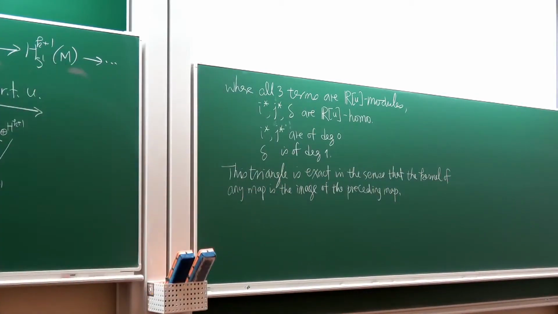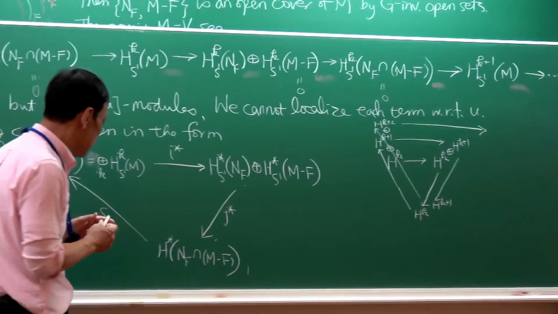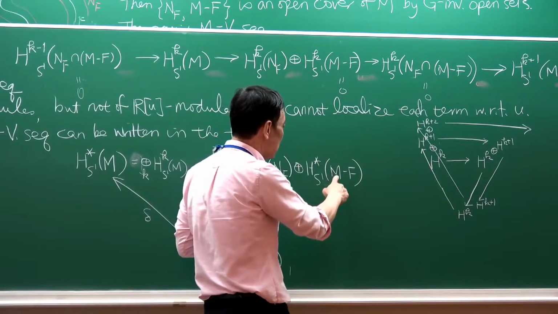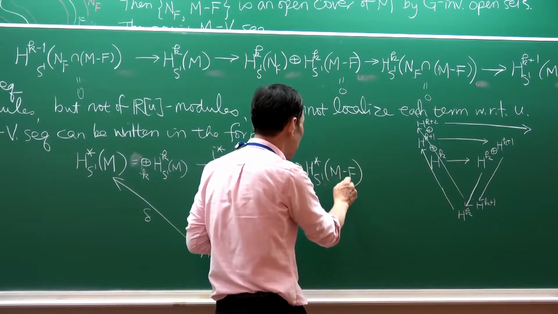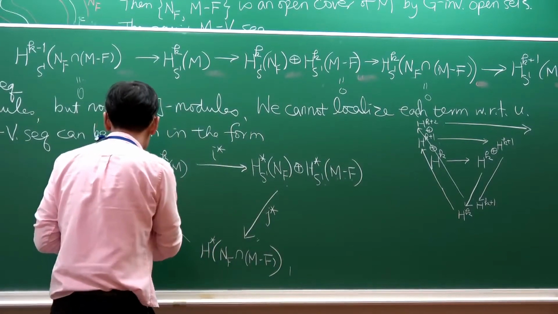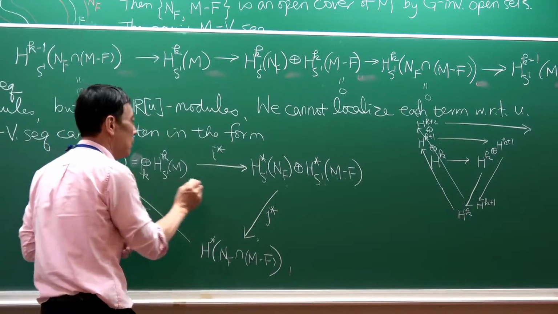But we keep it as a triangle, and we know that the action of S1 on M minus F has no fixed point, so it's locally free. So now, because these are all R[u] modules, we can localize with respect to u.